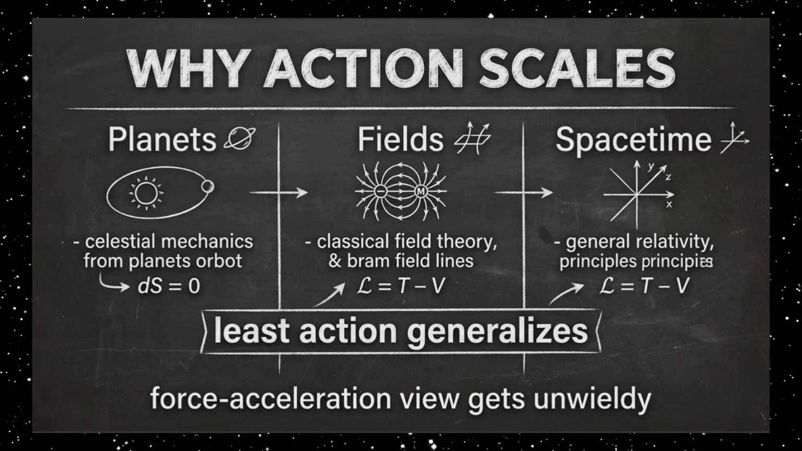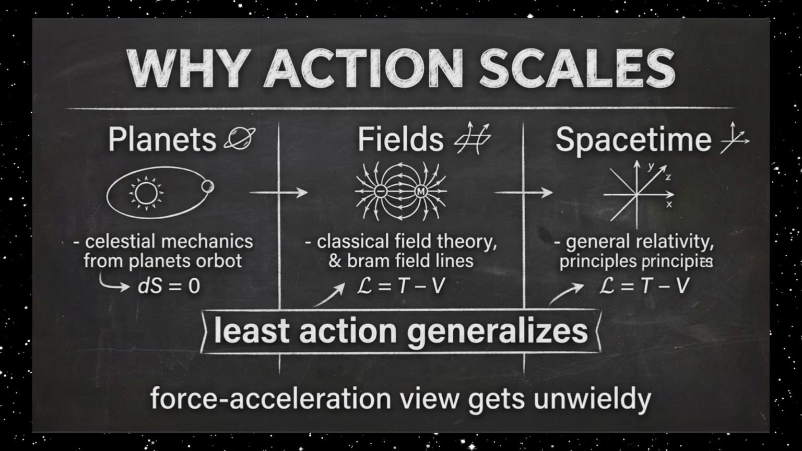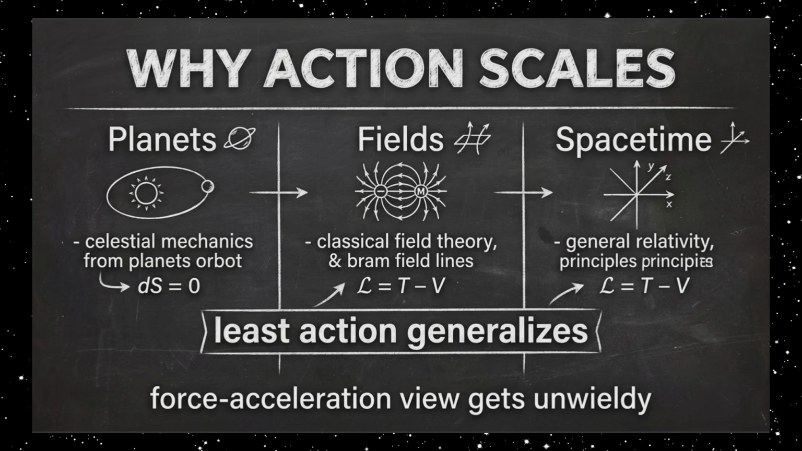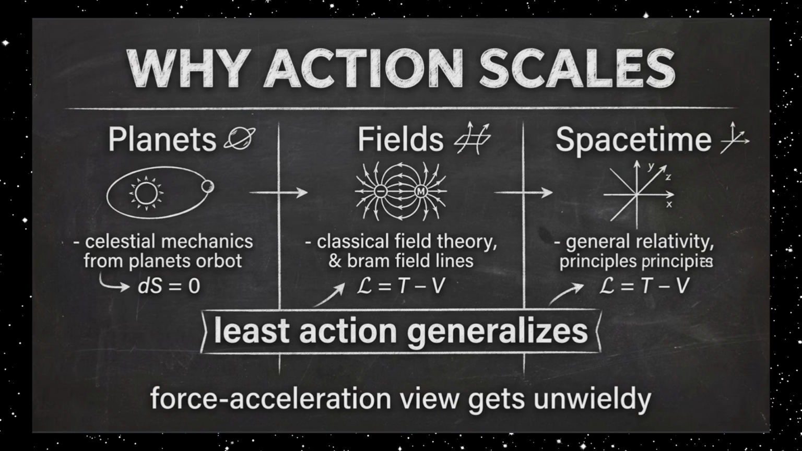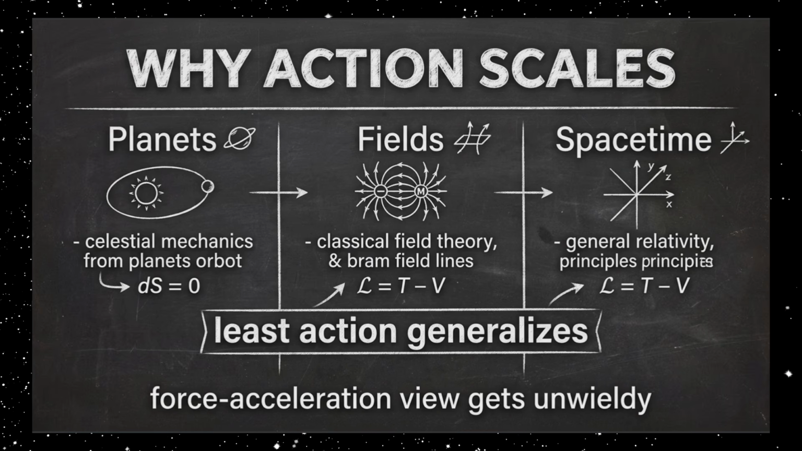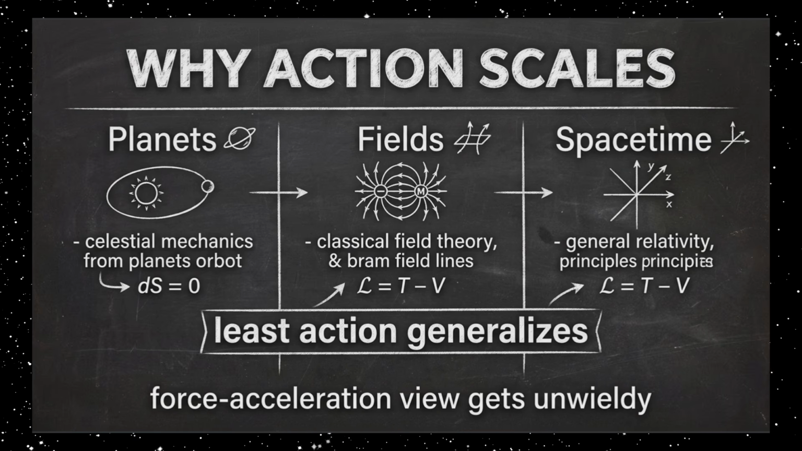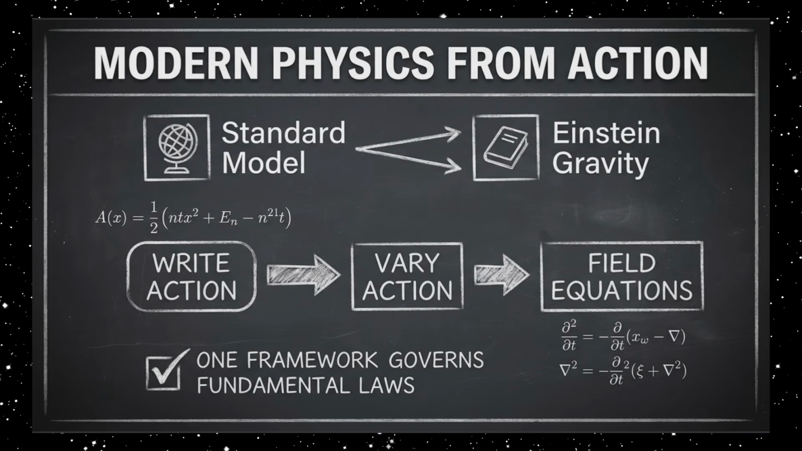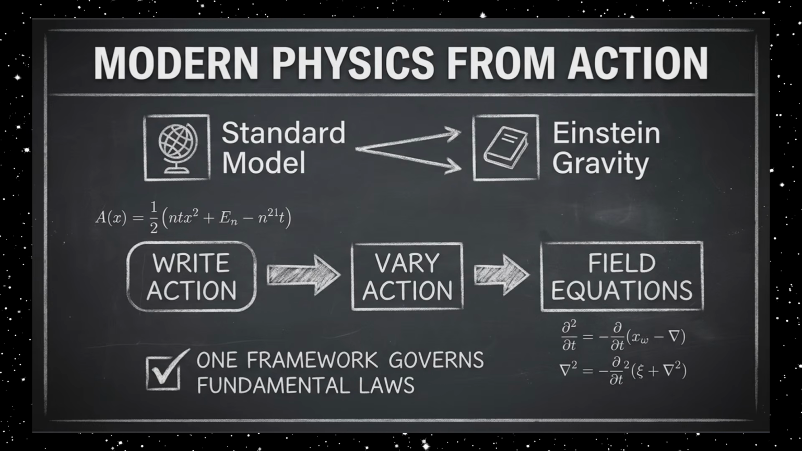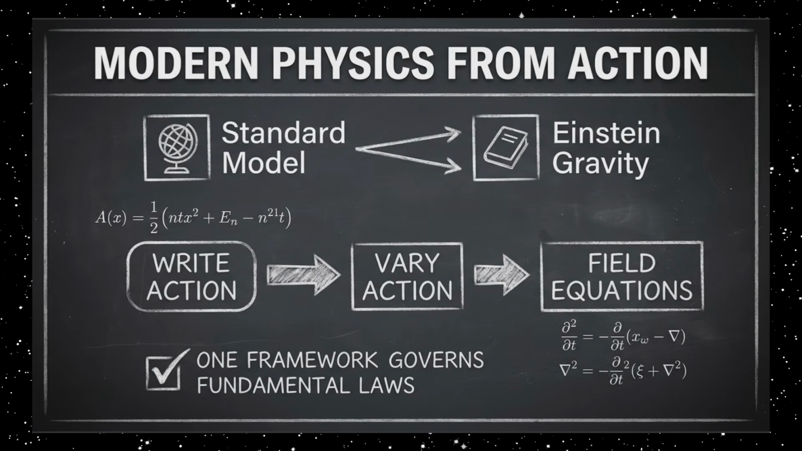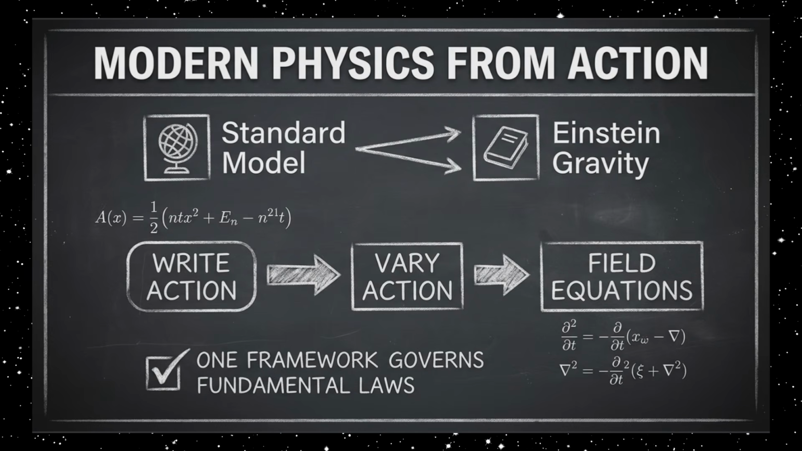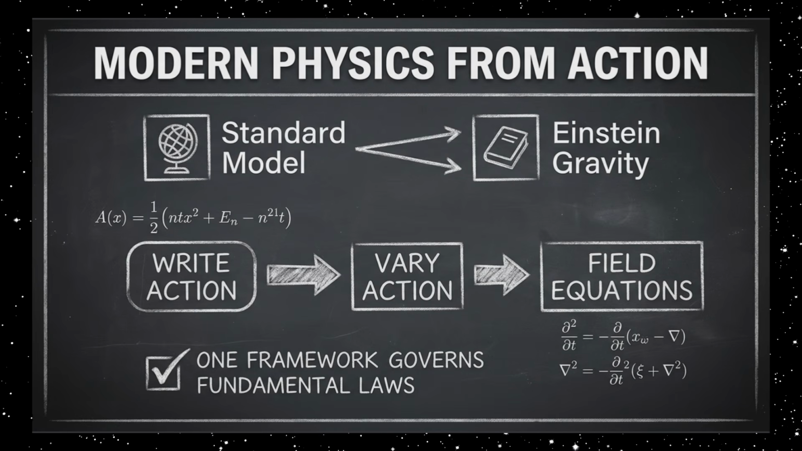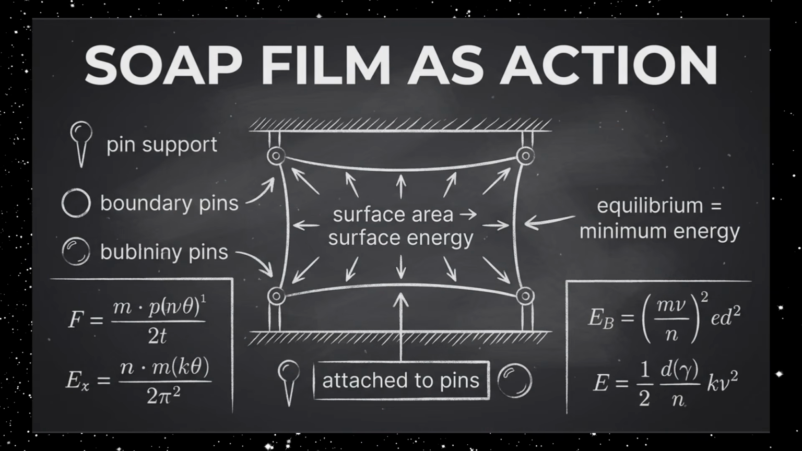It generalizes. Newton's laws work great for balls and planets. But when you get to electromagnetism, to general relativity, to quantum field theory, the force and acceleration approach becomes unwieldy. The principle of least action still works. All of modern fundamental physics, the Standard Model, Einstein's gravity, everything, can be derived from action principles. You write down the right action, you minimize it, and out come the equations that govern the universe.